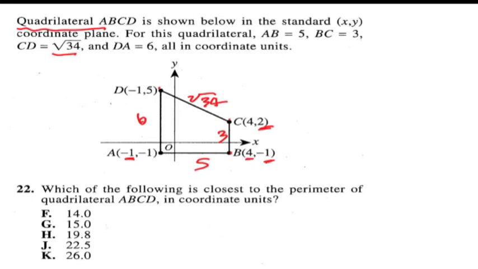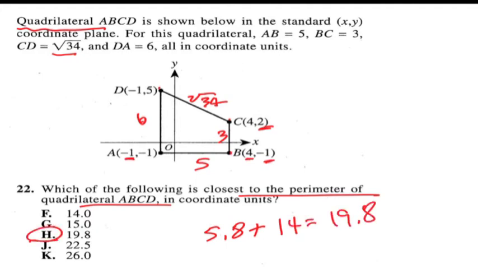So let's see what question they have for us in number 22. Which of the following is closest to the perimeter of the quadrilateral? So in getting the perimeter of the quadrilateral, we just add these up. And so if you do the square root of 34, you should get 5.8 roughly. So we'd have 5.8 plus, now we got 5 and 3 is 8, 8 and 6 is 14. So we add those together and we're going to get 19.8, and that makes H the answer to 22.